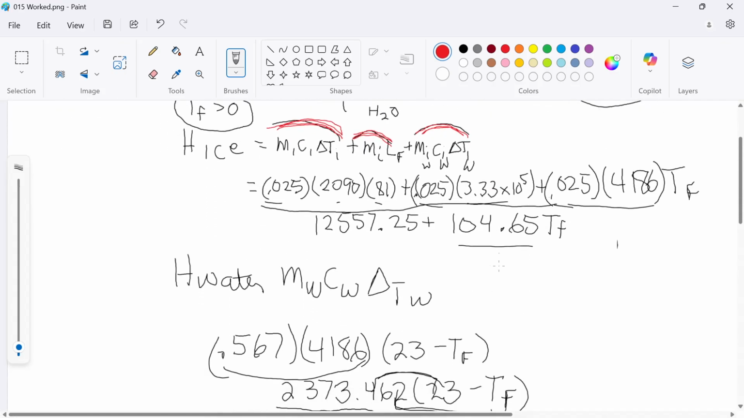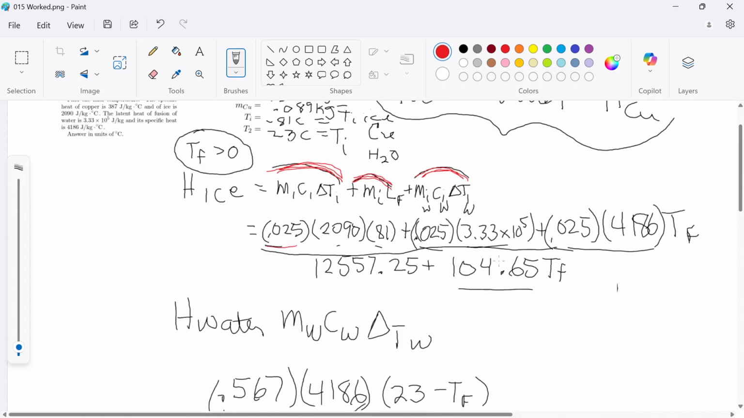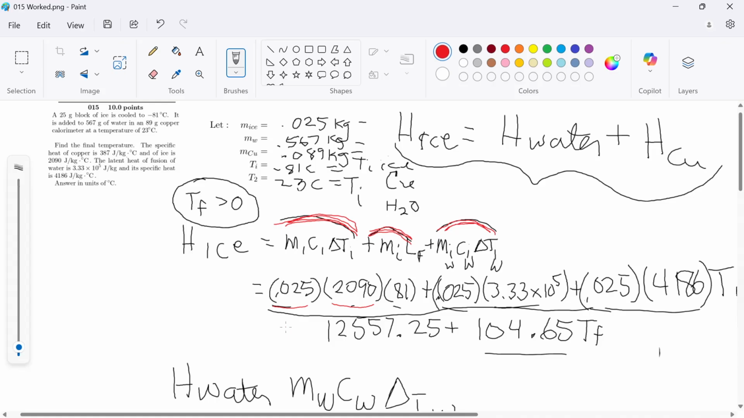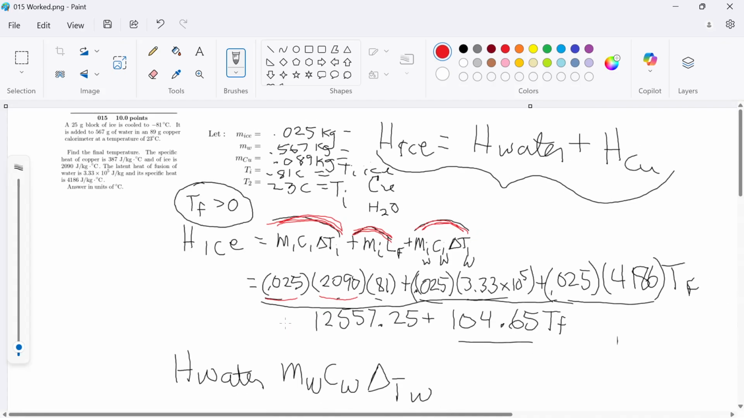So I'm calculating this. I put in 0.025 for the mass of the ice, 2090 is the specific heat of the ice, times 81. The final temperature in this phase is 0. The initial temperature is negative 81. 0 minus negative 81 is 81 degrees. So that's how I get that.